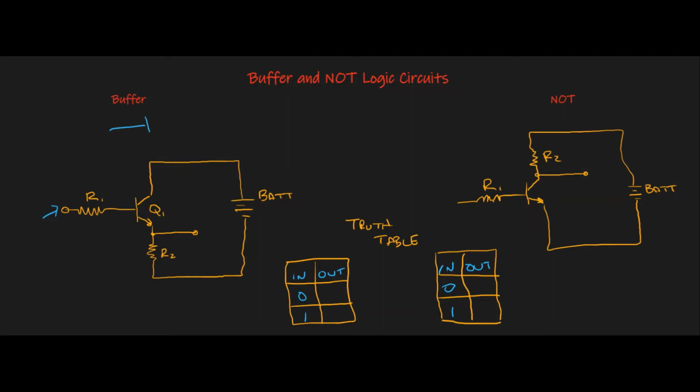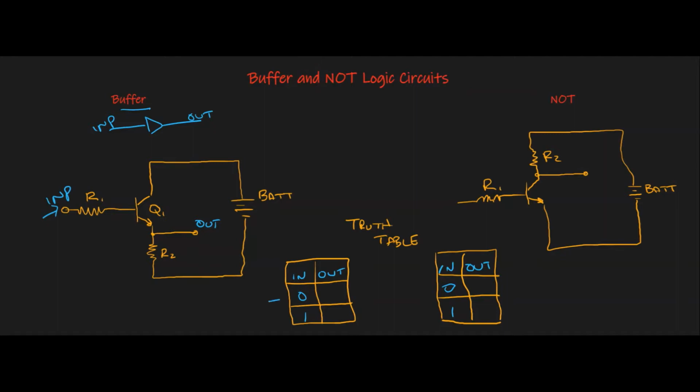So a buffer symbol looks like this. It has an input and it has an output. On our circuit, we have an input and we have an output. Now, we can see what our buffer does based on this circuit.